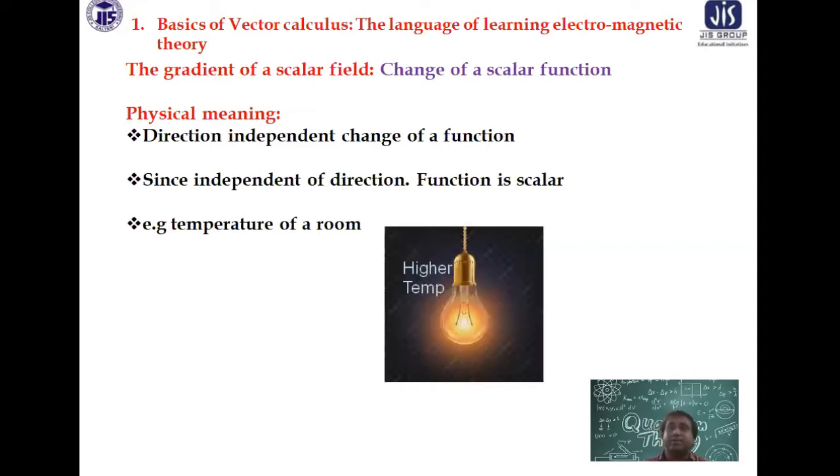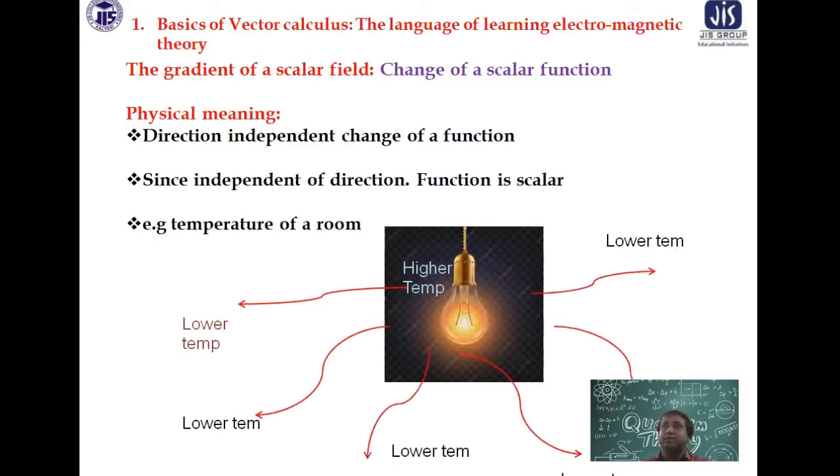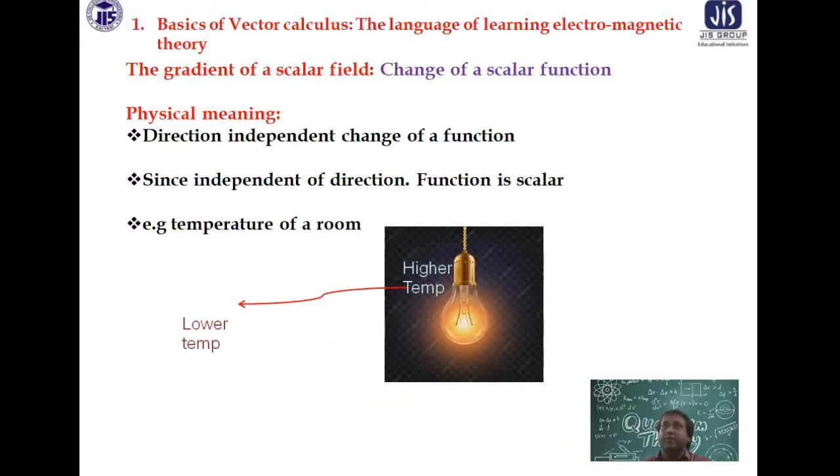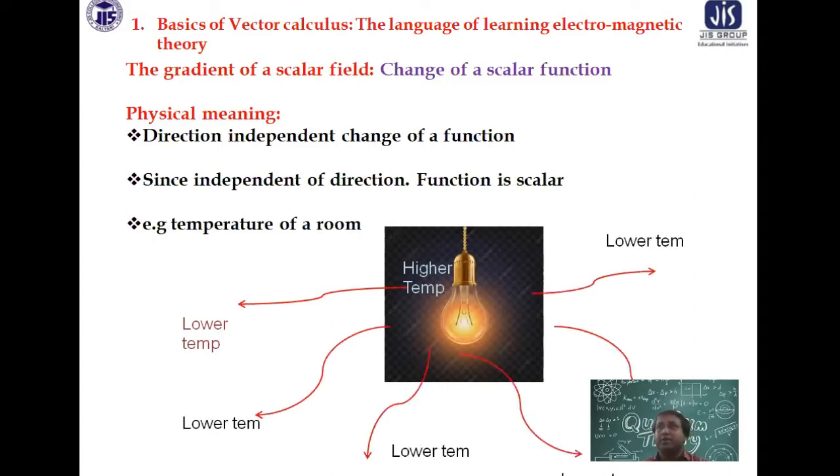Gradient is taken for a scalar function. For example, temperature. Just imagine a bulb is there and it is on. It will not just emit light, it also emits heat. If you are very close to the bulb, it is a higher temperature, and as you go away from the bulb, it is at a lower temperature. Then we say there is a gradient in temperature, and the temperature is a scalar because it does not depend on direction. If the bulb is there, what you witness in one direction, you witness the same thing in all possible directions.